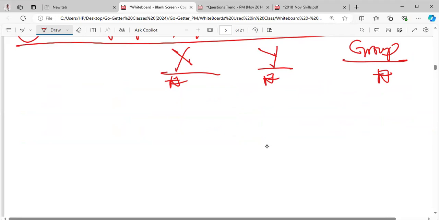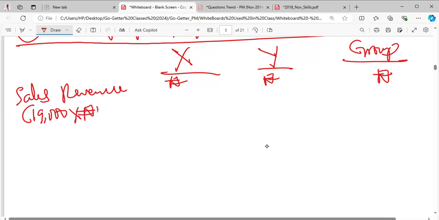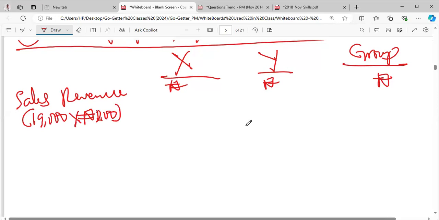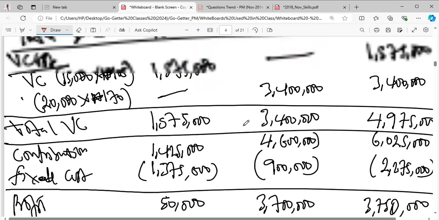So we have sales revenue, everything is external. This 19,000 that they demand, you sell it to them at market price of 200. We've calculated that before. 19,000 at 200.